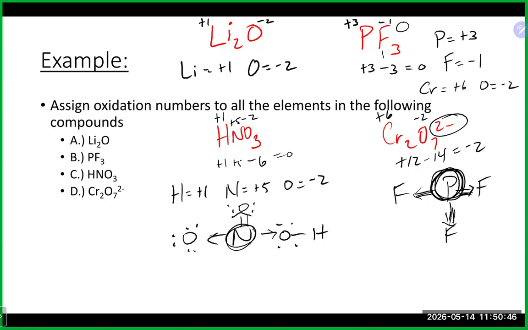All right, so this is really important, being able to assign oxidation numbers and states when we get into the heart of the chapter. We're going to talk about galvanic cells and try to figure out what's being oxidized and what's being reduced. It's a really important skill, so make sure that you have that.